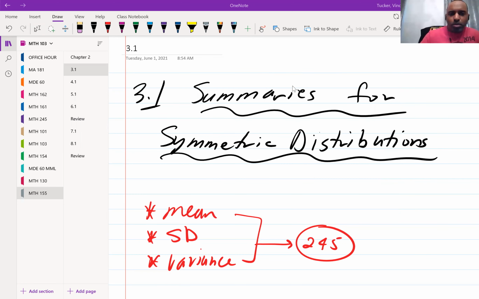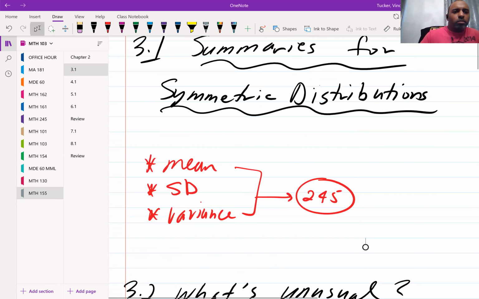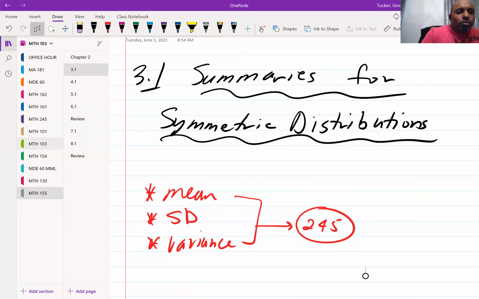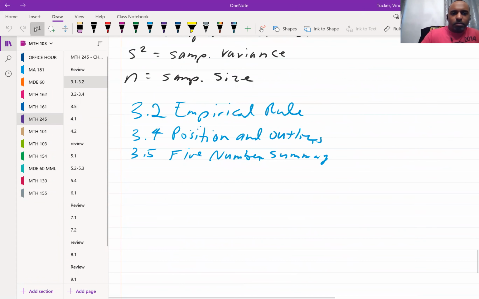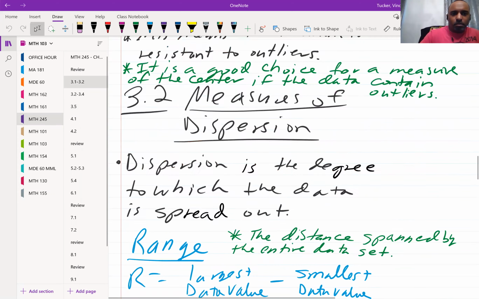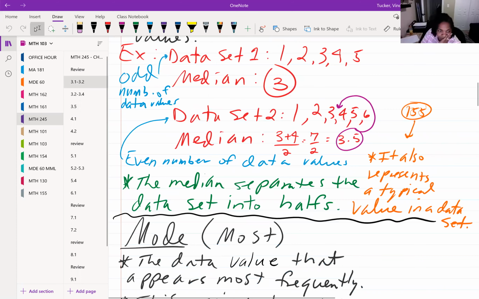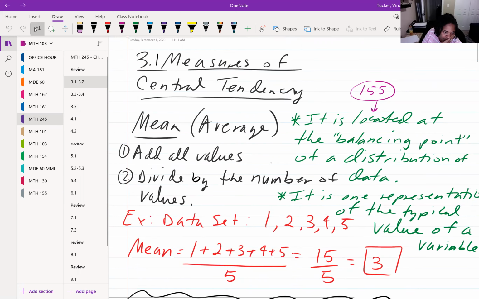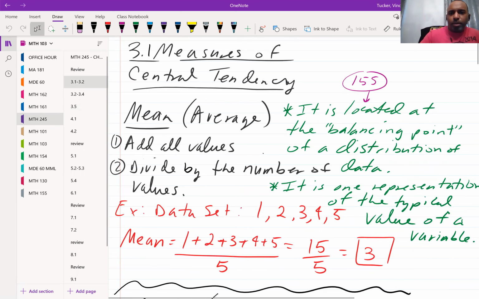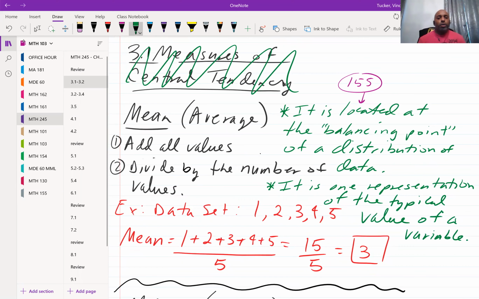All right, so I have the mean, standard deviation, and variance. Okay, so let's go to the notes. This is not your title, but these are your notes. Looking at the mean first, remember we just talked about the title that you guys have. So we're looking at the mean first.